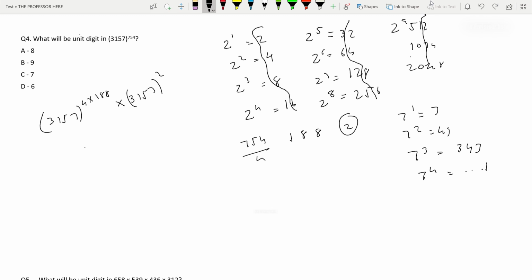So the unit digit here is 1 into 3157 raised to 2. 7 raised to 2, the unit digit is 9. So the final answer becomes 1 into 9, which is 9 itself. Option B is the answer. I hope you understood the pattern, and this is how you solve these kinds of questions.